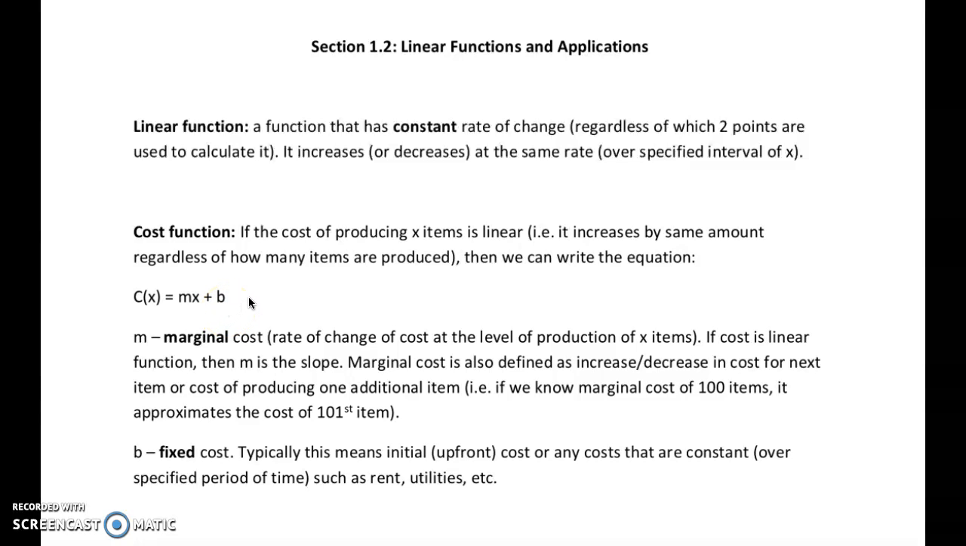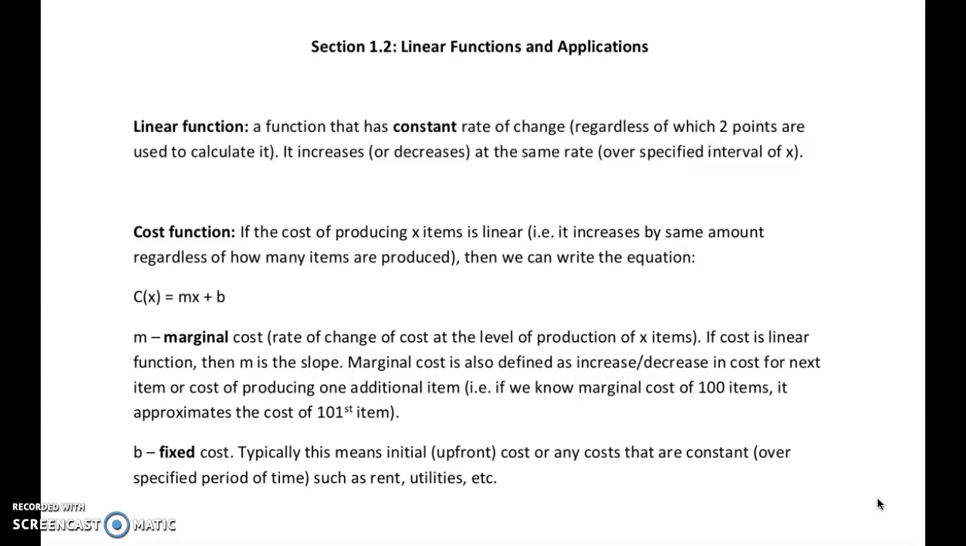This is the same as the slope-intercept equation that you're used to, where m, instead of calling it slope, we're going to call it the marginal cost. This is the rate of change of cost at the level of production of however many items. It is also referred to as a slope, or a rate of change. It's also defined as the increase or decrease in cost for the next additional item.